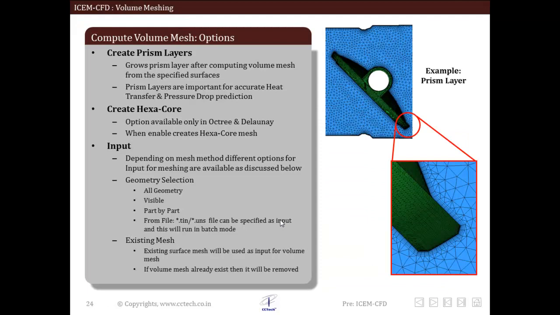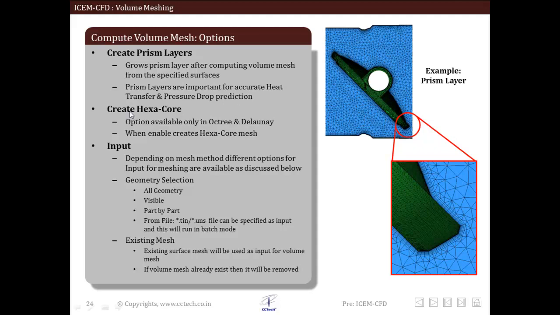First among the options is create prism layers. This option is available for all mesh methods. It creates prism layers as per the parameters specified after the volume mesh is computed. If the user enables this option, then the intermediate volume mesh, that is the mesh without prism, will not be saved, and if some changes in prism are to be made, then the volume mesh has to be created again. So we have to be careful with this create prism layers option. Prism layers will be discussed in detail in the next lecture of this series.